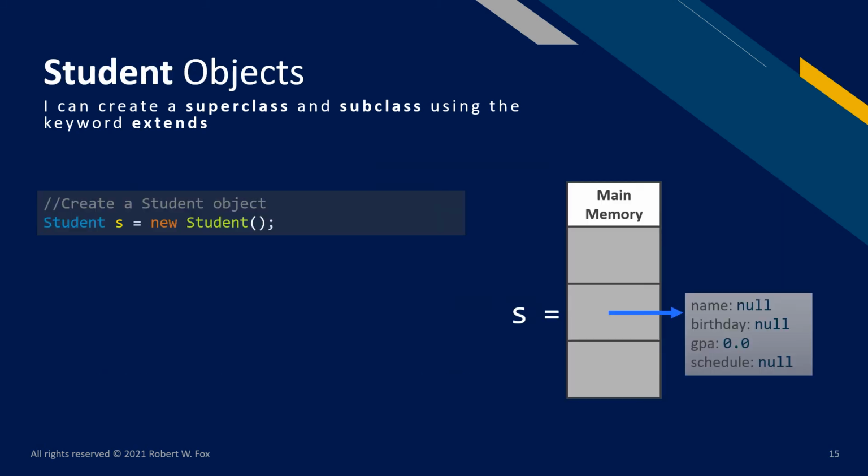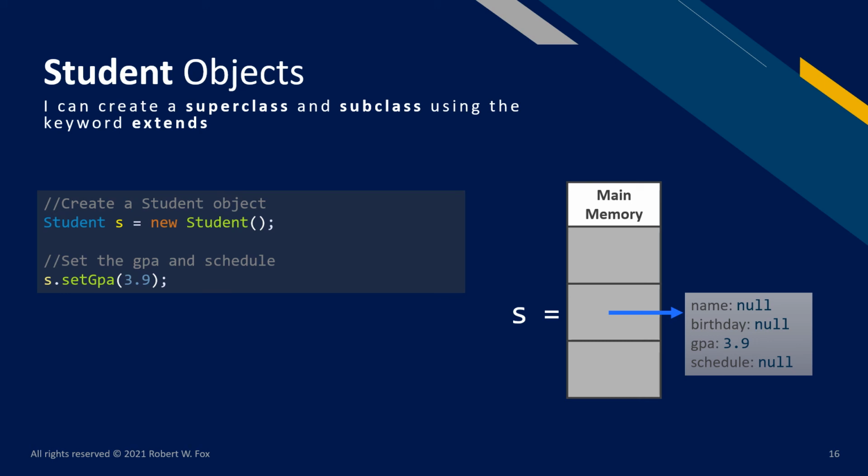To see how all this fits together, let's walk through some example code. The line of code I have is Student s = new Student(), so I'm creating a Student object. Keep in mind that Student is the subclass. You can see from the memory diagram that we do have the GPA and schedule, but we also inherit the name and the birthday.